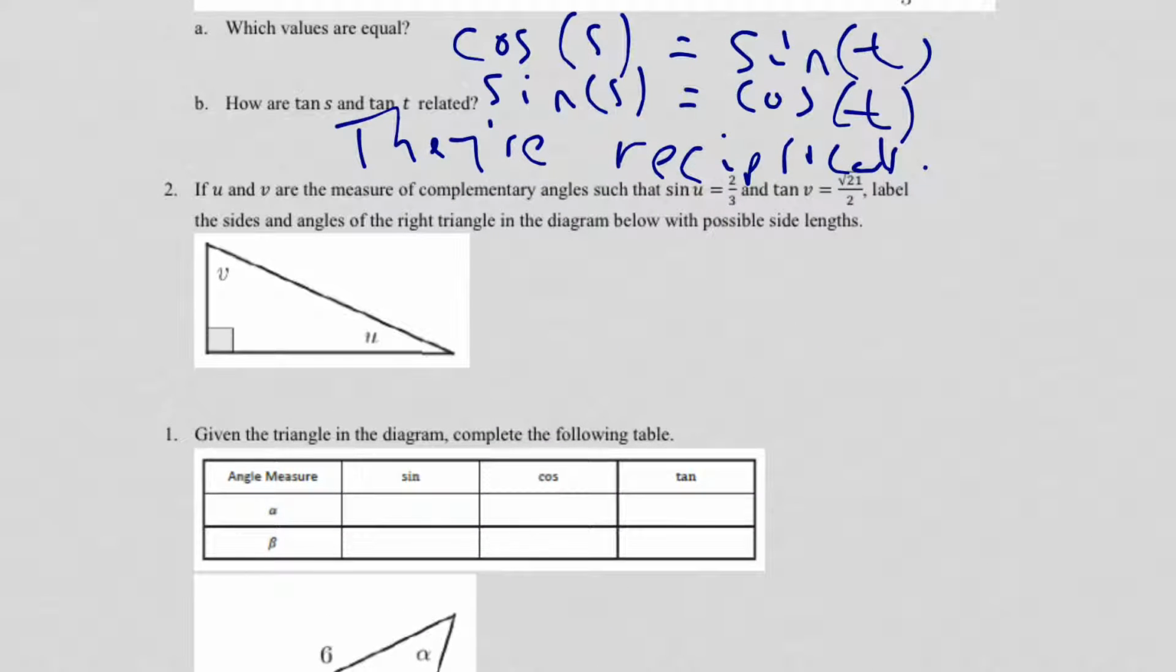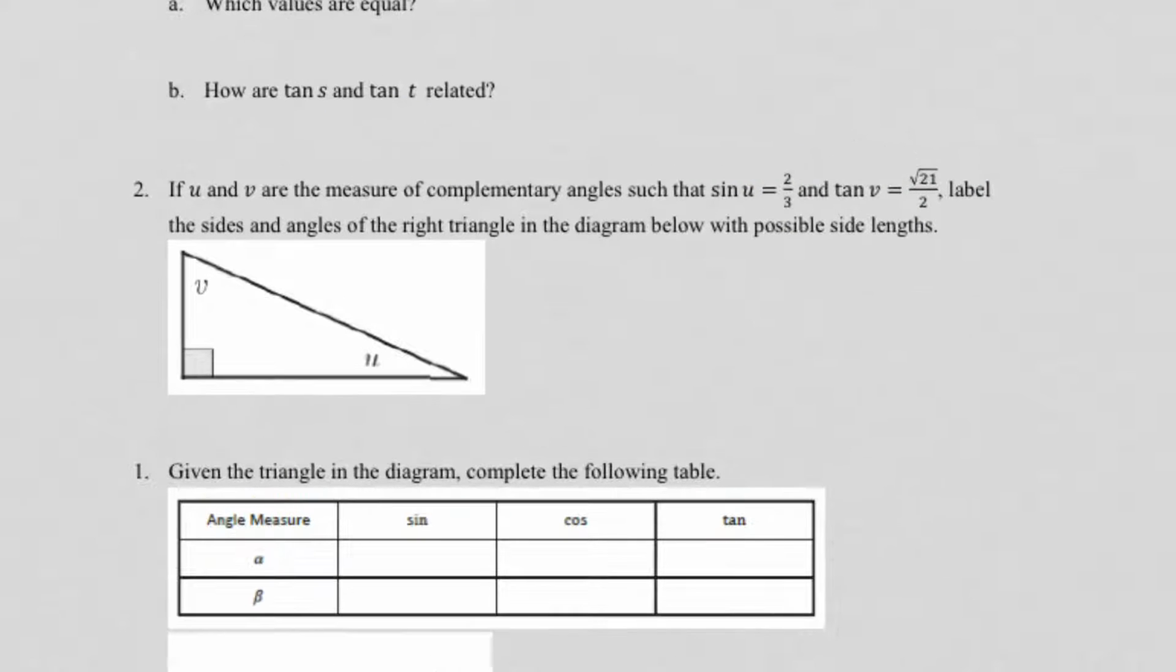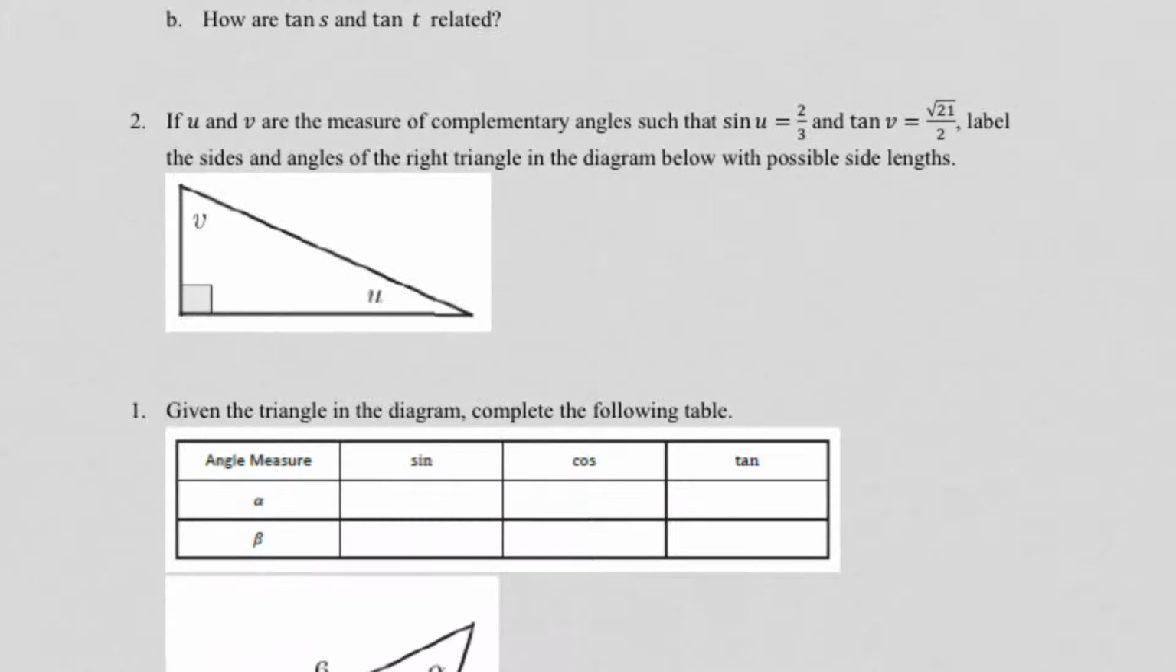Number 2. If u and v are the measures of complementary angles such that sine of u is equal to 2 over 3 and tangent of v is root 21 over 2, label the sides and angles of the right triangle in the diagram below with the possible side lengths. Okay, quick comment. Complementary, if you guys remember, just means two angles that add up to 90. So complementary here means that u and v have to add up to 90 degrees. Just reminding you guys, because I know geometry was a very long time ago.